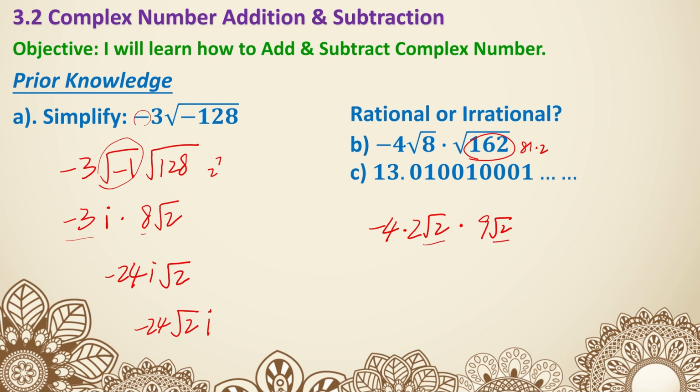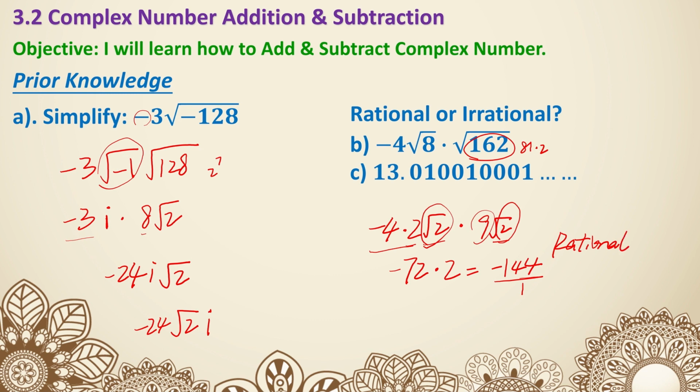But we do need to multiply all the other numbers. That's -4 times 2, which is -8, times 9 is -72. And then multiply with the square root of 2 times the square root of 2, which is 2. That is -144. So in this case, that is actually a whole number, which can be expressed as a fraction. So this is a rational number.